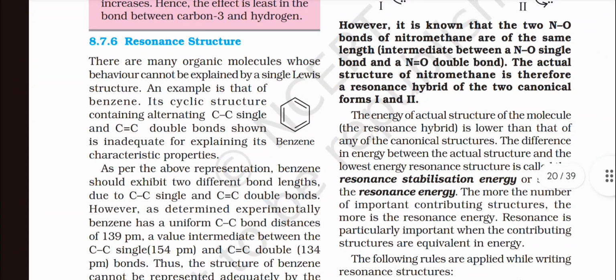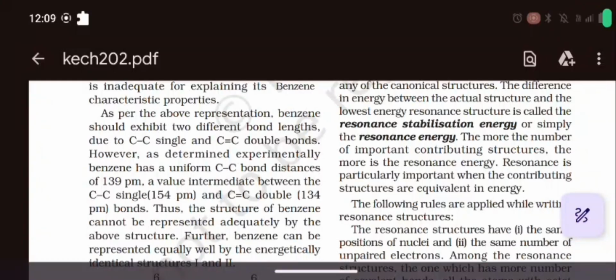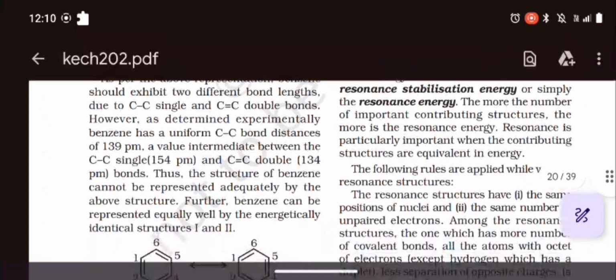Resonance structure: there are many organic molecules whose behavior cannot be explained by a single Lewis structure. An example is that of benzene. Its cyclic structure containing alternating C single and C double bonds is inadequate for explaining its characteristic properties. As per the above representation, benzene should exhibit two different bond lengths due to C single and C double bonds.